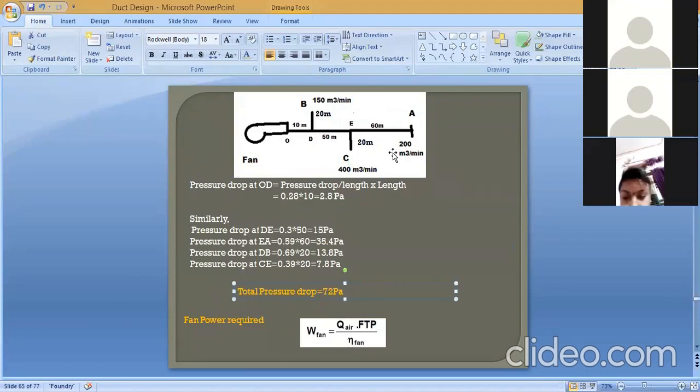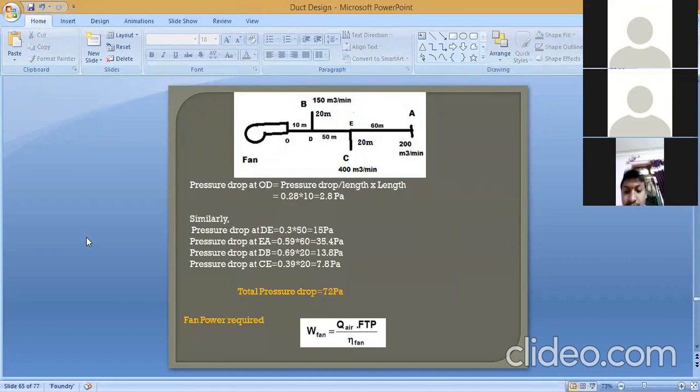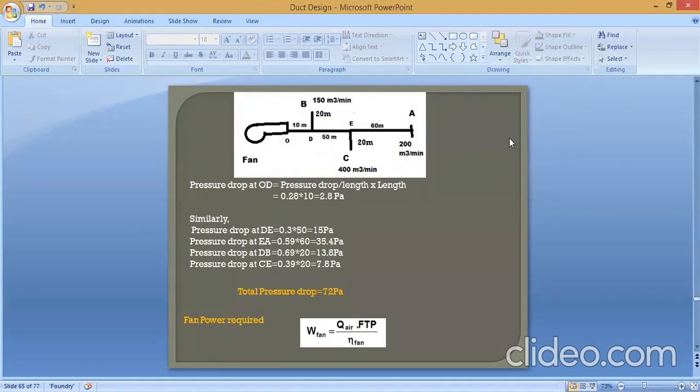I hope students you understood the first method, the constant velocity method. In addition to that, one more thing. The next step after the actual duct design, which the design engineer will do after calculating the fan total pressure, is to use this formula for fan power required. You can also calculate the fan power.